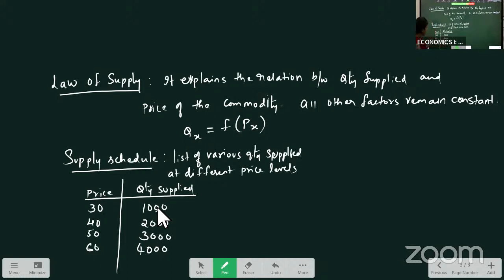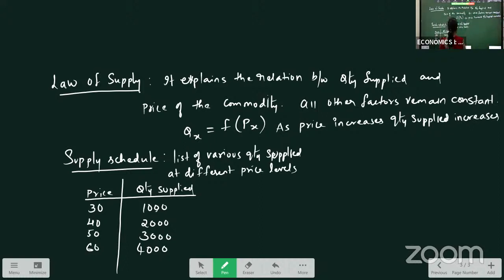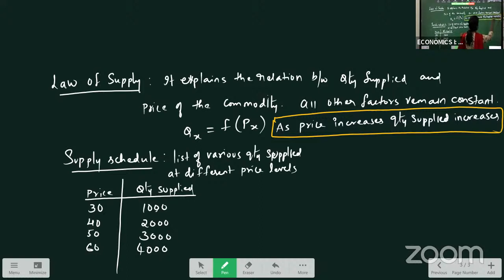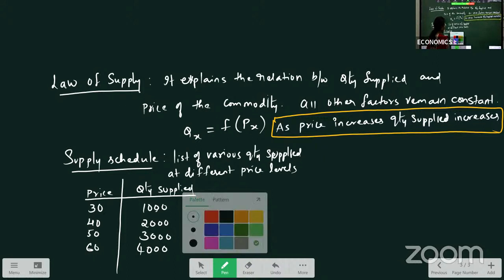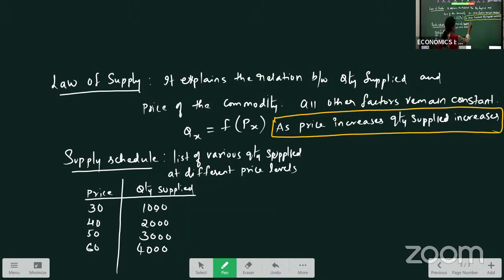So in the law of supply, what we have observed here is, as price increases, quantity supplied also increases. Okay, remember this point in your supply. You have to make sure, because in demand it is a negative relation, but in supply it will be a positive relation. As price increases, quantity supplied also increases. Now, based on the same thing, we will do the supply curve.